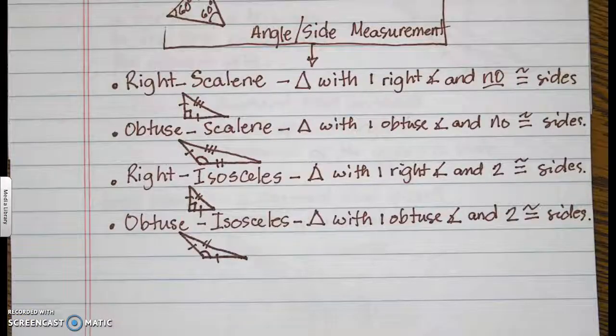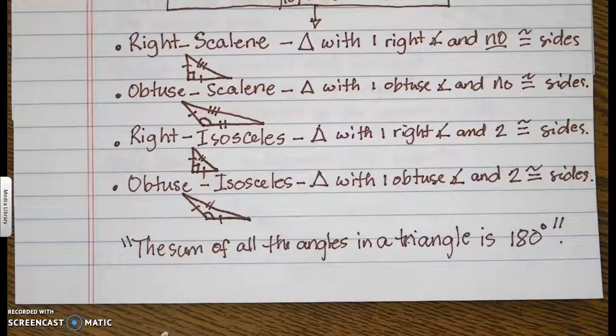Okay, the fourth and final type of angle side combination of a type of triangle is obtuse isosceles. An obtuse isosceles triangle is a triangle with one obtuse angle and two congruent sides that is shown in this example. So, as my final note to y'all, let me just say that the sum of all the angles in a triangle is 180 degrees. Keep that in mind because you're going to use it when solving problems related to triangles.